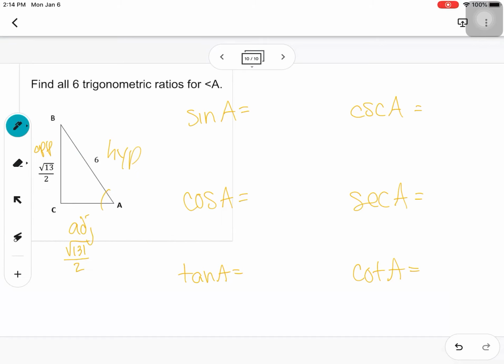To do the sine of A, I would do the opposite, so the square root of 13 over 2, over the hypotenuse, which is 6. This gives you what we call a complex fraction. And if you remember these from Algebra 2, what we want to do is get rid of this little fraction that's within this big fraction.